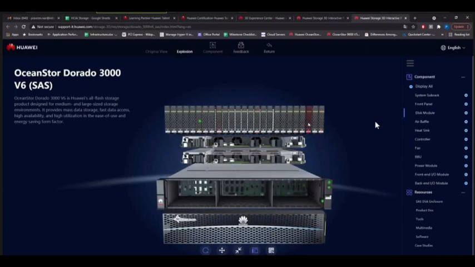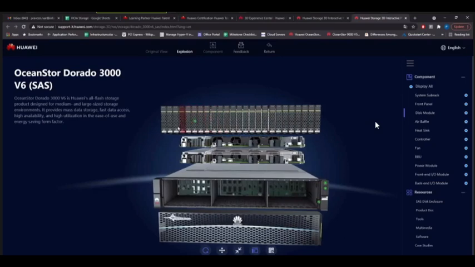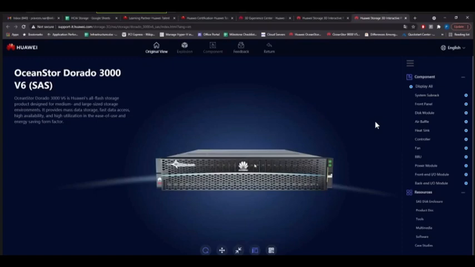Basically, they have 1, 2, 3, 4, 5, 6, 7, 8, 9, 10, 11, 12, 13, 14, 15, 17, 18, 19, 20, 22, 23, 24, 25. Okay, so keep that in mind. They will definitely ask you the question, if possible: how many disks in a 2.5-inch controller enclosure? 25 disks for 2.5.